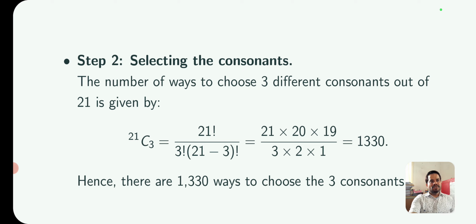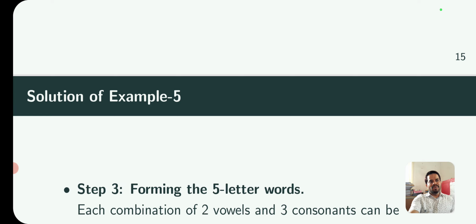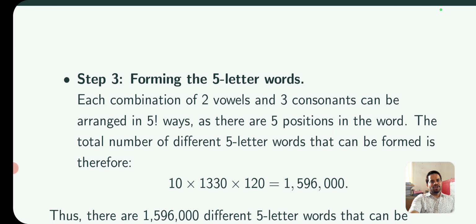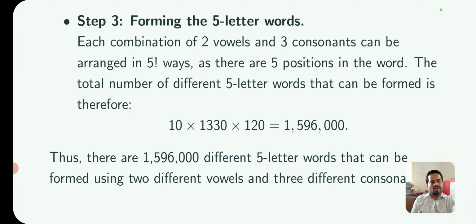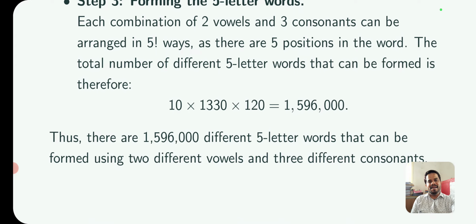Now you can form a 5-letter word. Each combination of 2 vowels and 3 consonants can be arranged in 5 factorial ways, since there are 5 positions to form a word. So the total number of different 5-letter words that can be formed is 10 into 1330 into 120. So we get 15 lakh 96,000 different 5-letter words that can be formed using 2 different vowels and 3 different consonants.